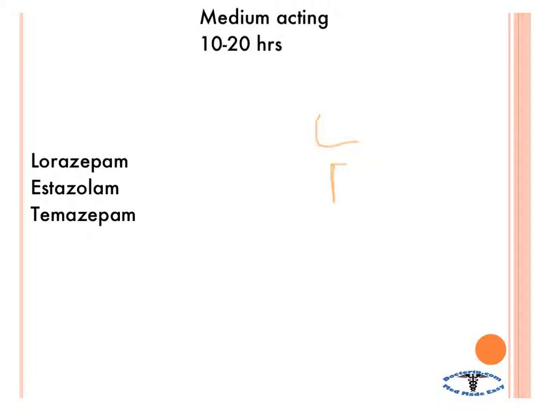So the next is the medium acting, and then you have lorazepam, estazolam, and temazepam. Okay, so here's LET. So you use LET as the medium actings, okay? But the T is different. Temazepam is in the medium acting group, and triazolam is in the short acting group, okay? So you just have to memorize which one is in which, and then let the mnemonics do the work for you for the rest, okay? And these are medium acting, so it has a medium range of time in which it is effective, and it also has a medium amount of substance abuse potential, okay? So it's kind of in between the short acting and the long acting.